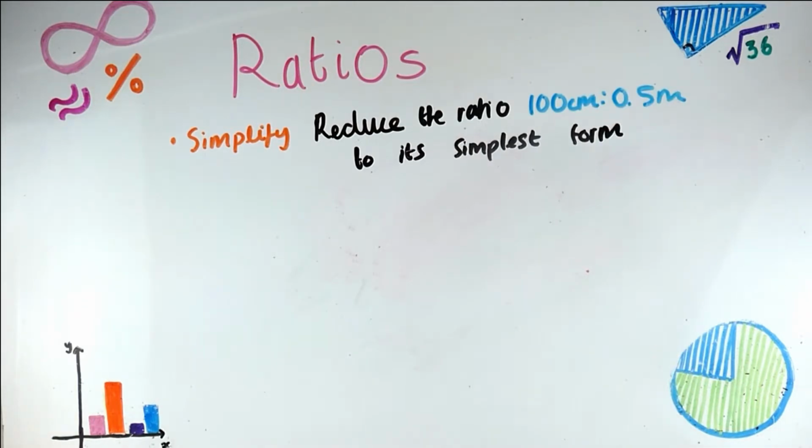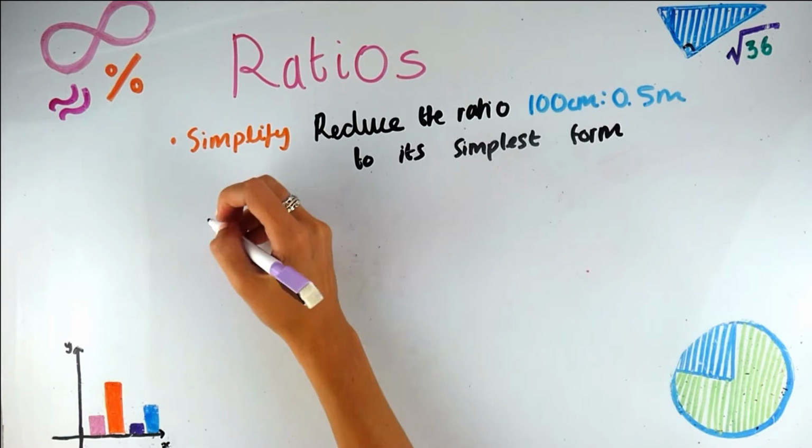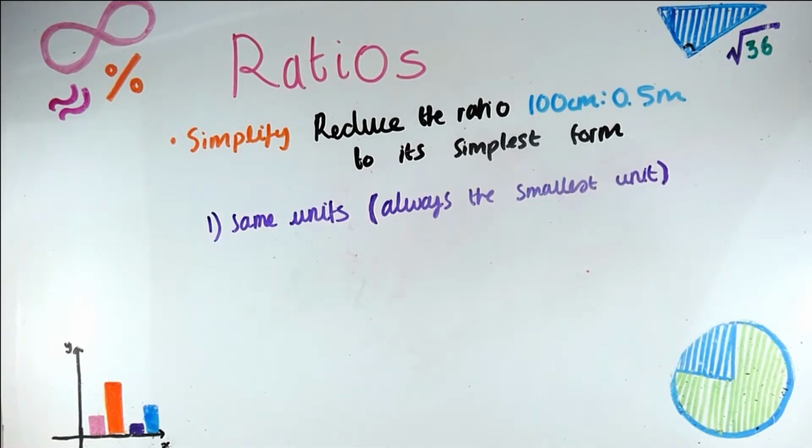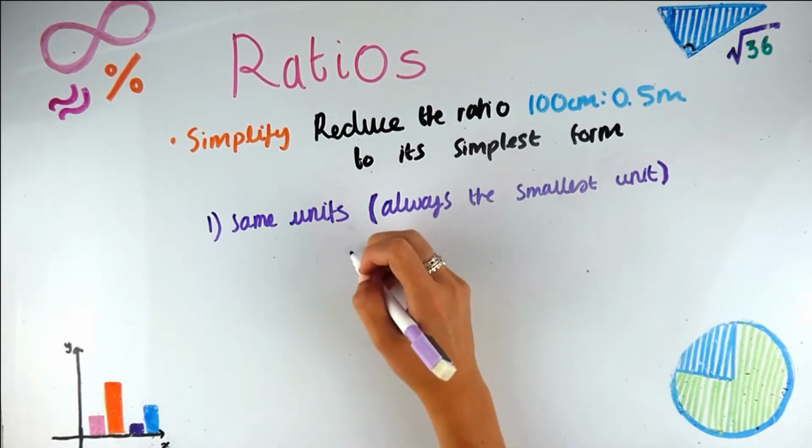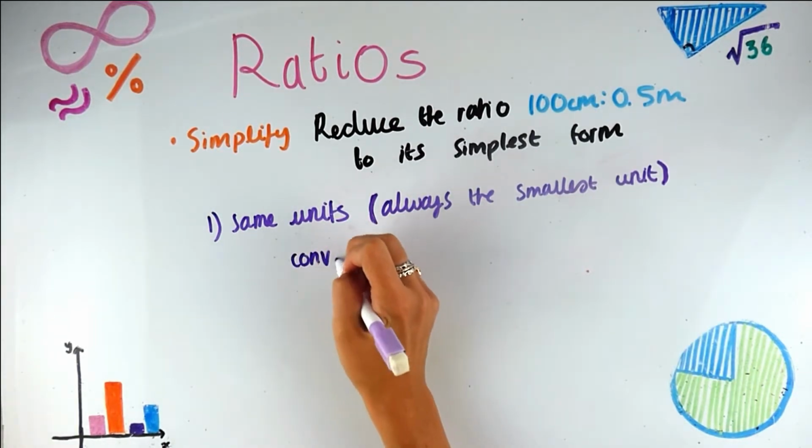Okay, so here, reduce the ratio 100 centimetres : 0.5 metres to its simplest form. So now we've got units involved, and the units are different. So first of all, the logical step would be to put them into the same units. So first step here, if you've got different units, is convert to the same units and make sure you do the smallest one. So this we're just going to convert first of all.